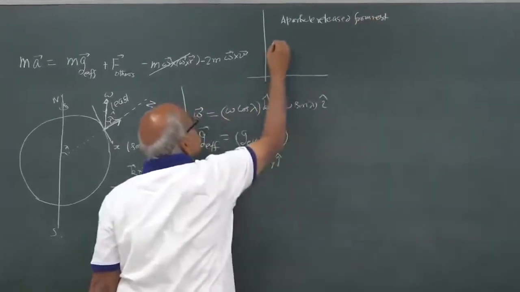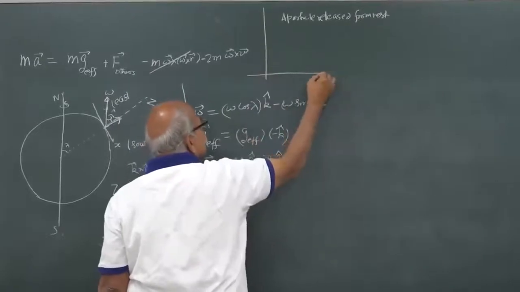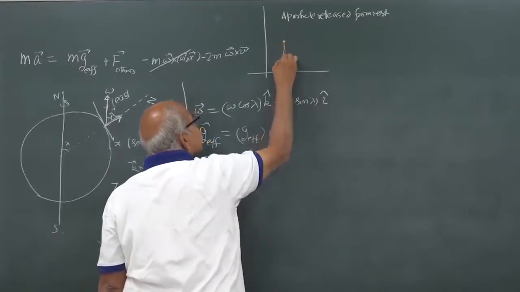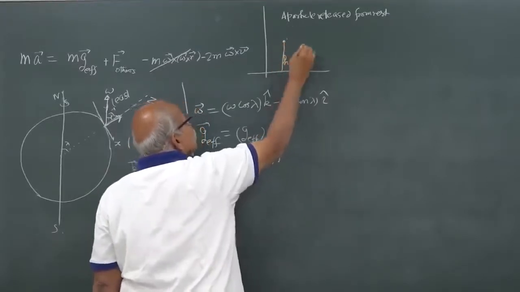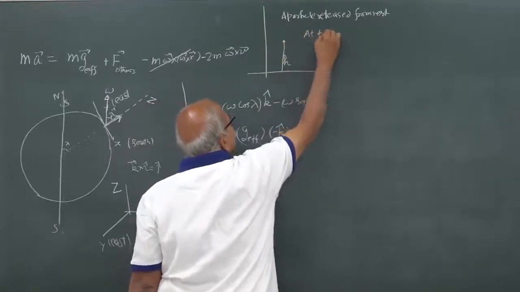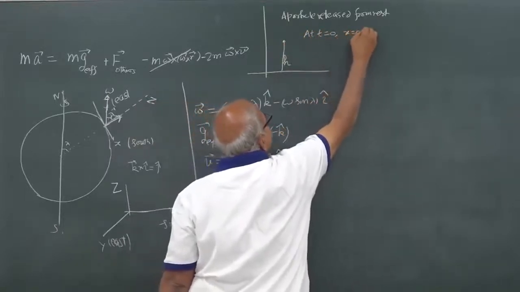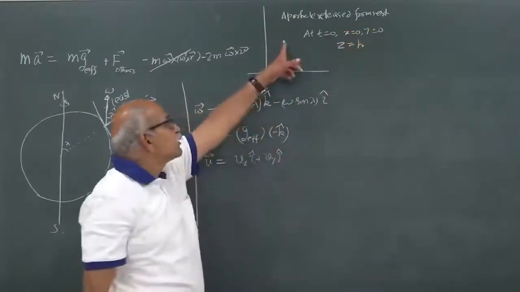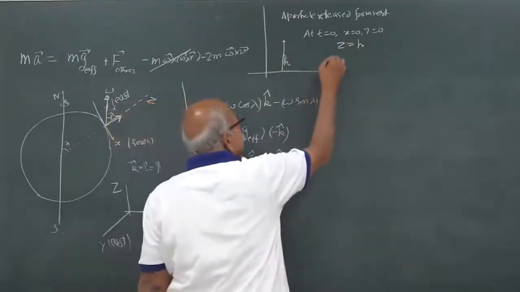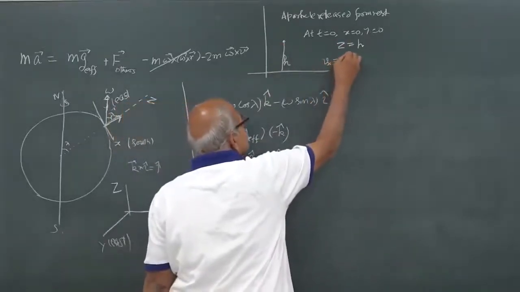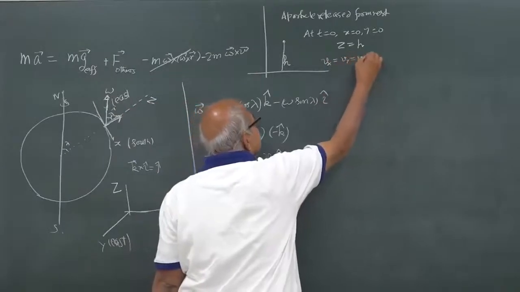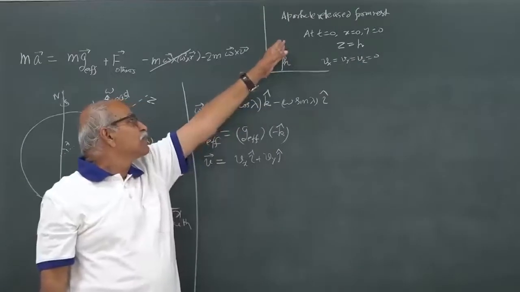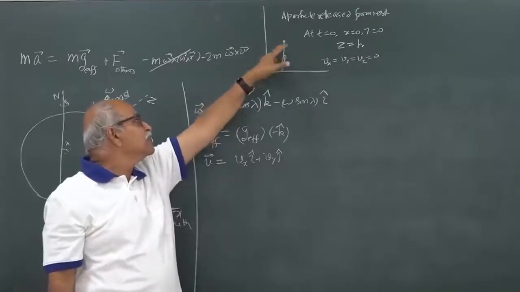Initially, this is the x axis, y axis, z axis, and the particle is released from here, and this height is h. So at t equal to 0, x is equal to 0, y is equal to 0, and z is equal to h. It is released from here, and the velocities are 0: Vx is equal to Vy equal to Vz equal to 0. This is the condition. Now I want to see what the path of this particle will be, how much time it will take, and all those things.